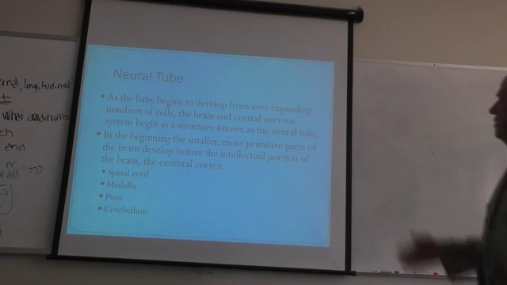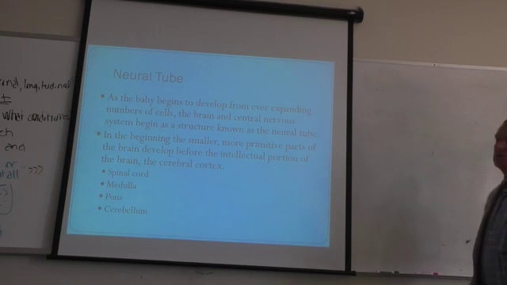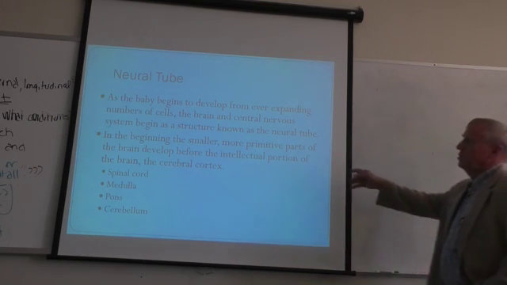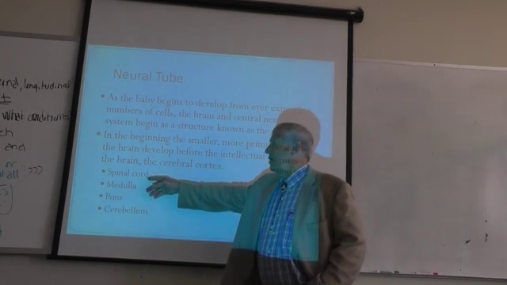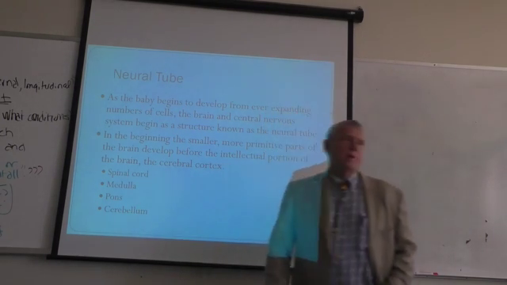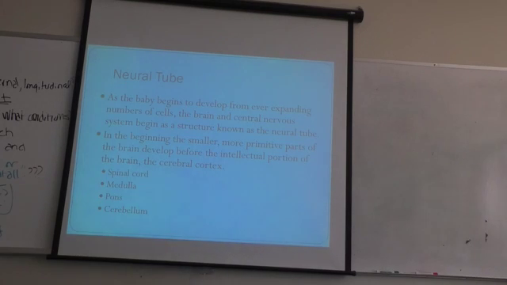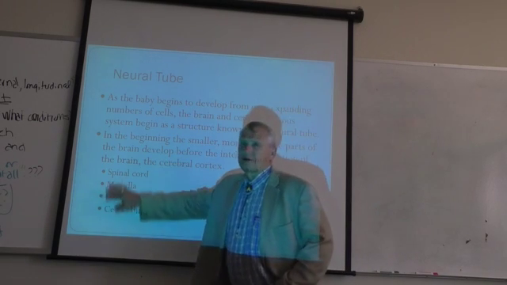As the baby begins to develop from an ever-expanding number of cells, the brain and the central nervous system begin as a structure known as the neural tube. In the beginning, the smaller, more primitive parts of the brain develop before the intellectual portion of the brain, the cerebral cortex. This is the way it develops. The spinal column develops first, the medulla second, the pons third, and the cerebellum next. Eventually it will add the cerebrum, but first it has to create a creature that can survive.